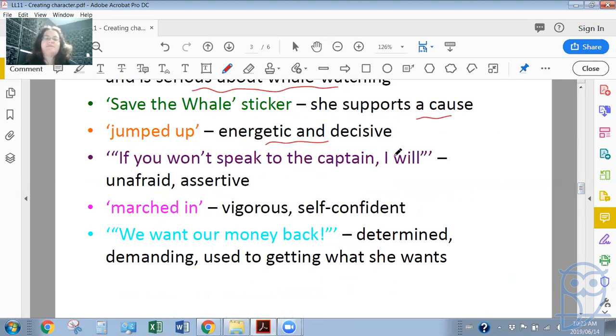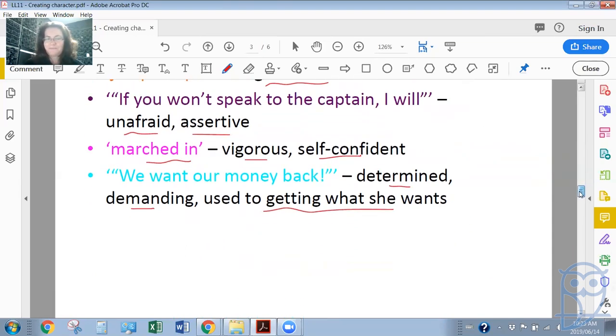If you won't speak to the captain, I will. She's unafraid, she's assertive. Okay, she doesn't care about offending her husband in any way. She marched in, she's vigorous, she's self-confident. We want our money back. She's determined, she's demanding, she's used to getting what she wants. She's not afraid of saying what she wants.